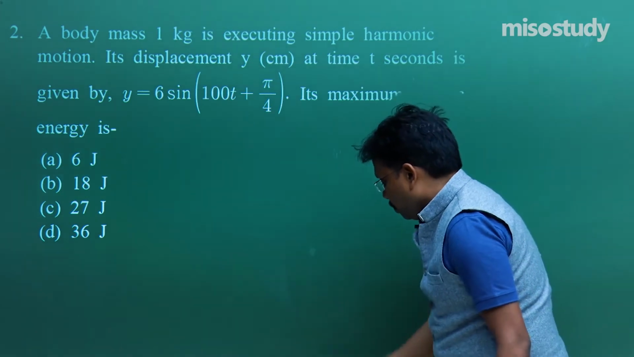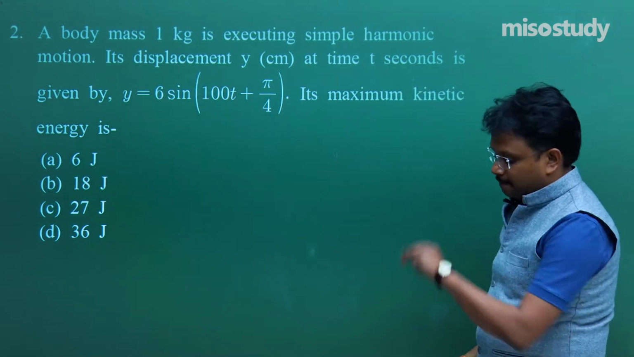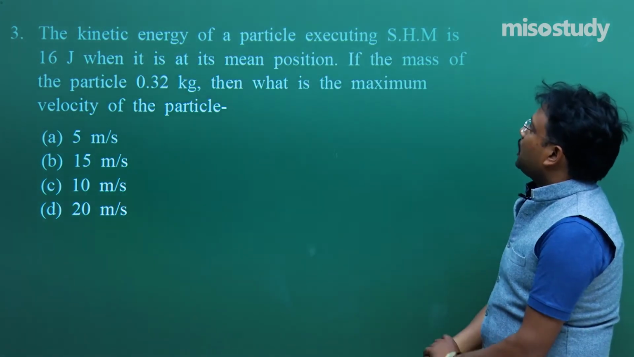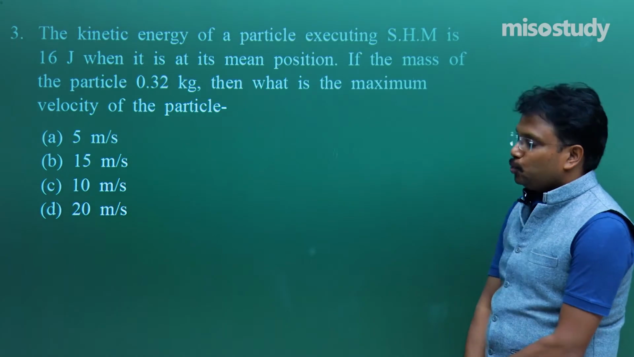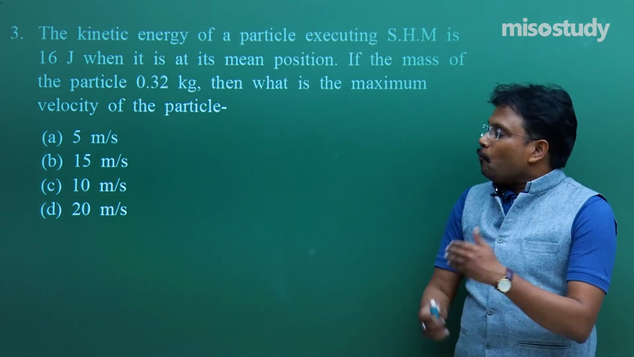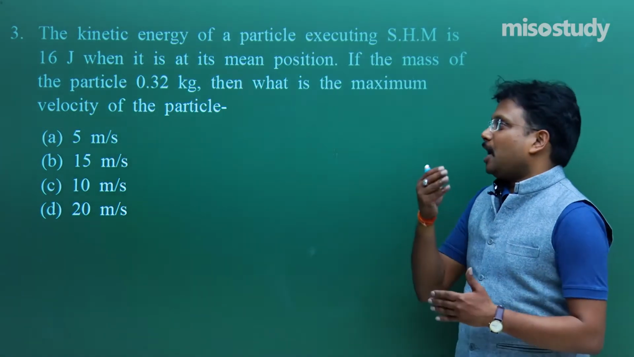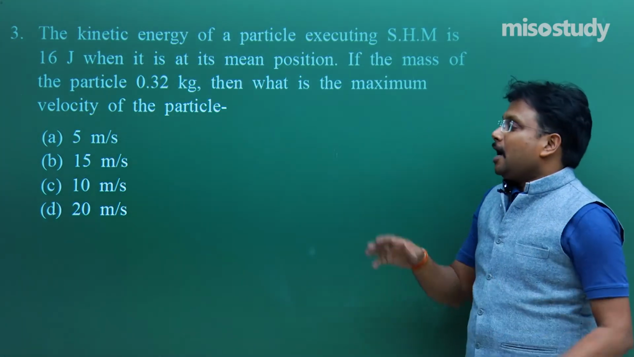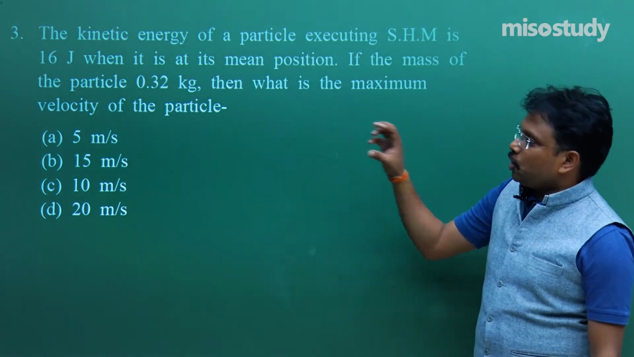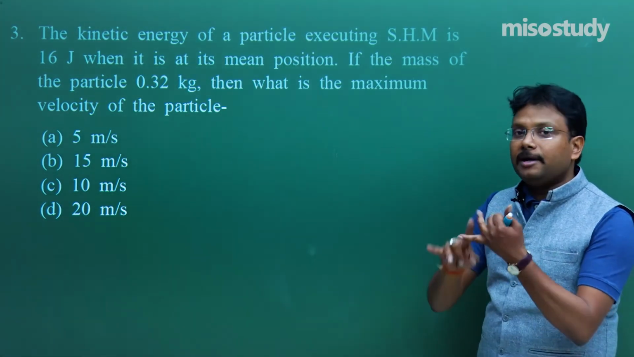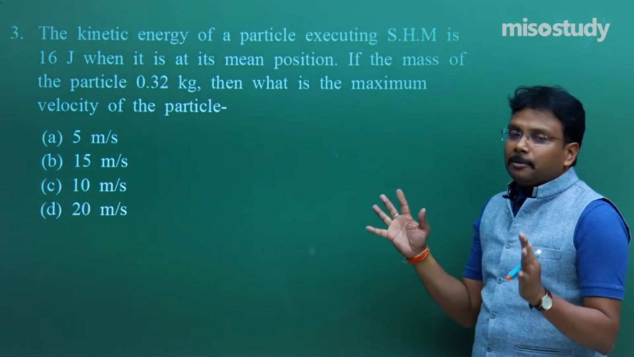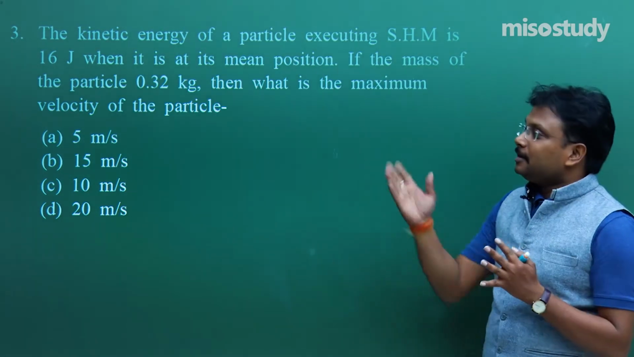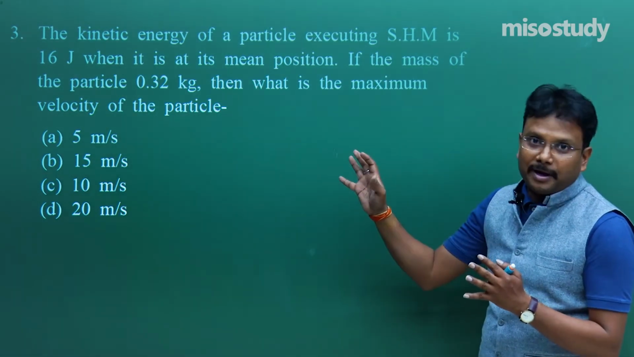Now here comes your next question. The kinetic energy of a particle executing SHM is 16 joule. Few of you may think, why is the teacher so much behind kinetic energy, potential energy, total energy? Reason is simple. If you have the conceptual clarity of this topic about kinetic, potential and total energy, it means almost all related concepts are clear to you. Fine, that's why I am emphasizing this aspect.